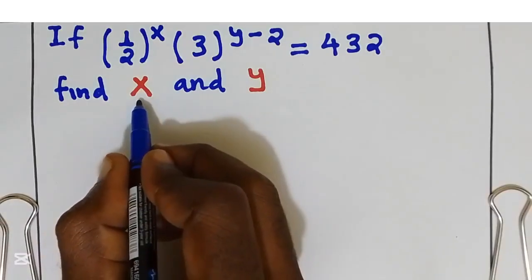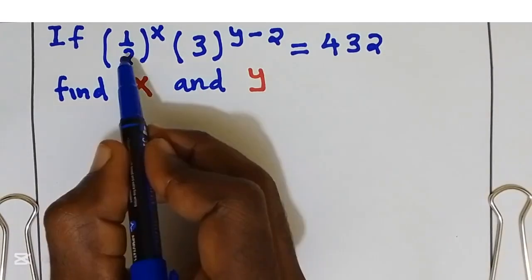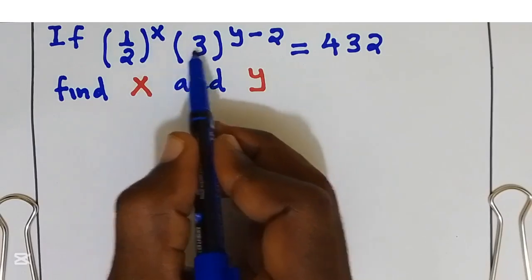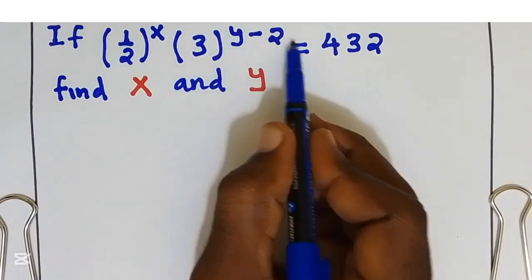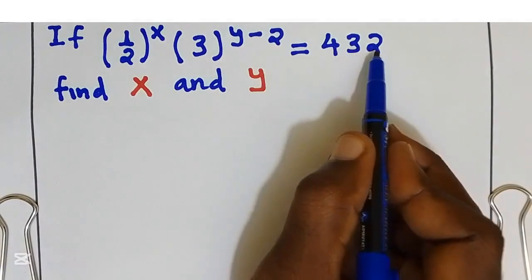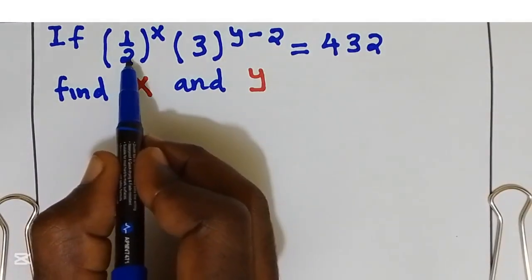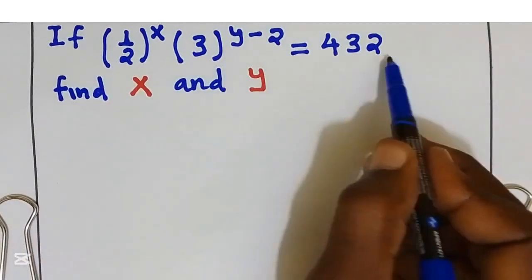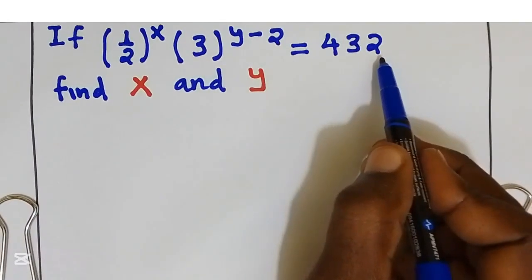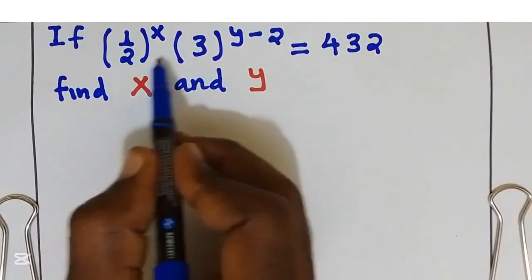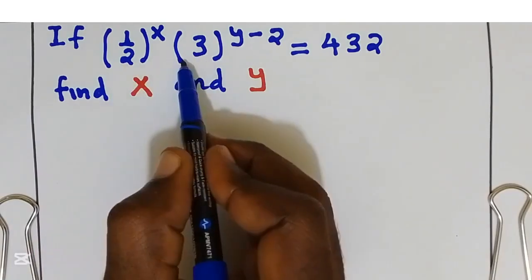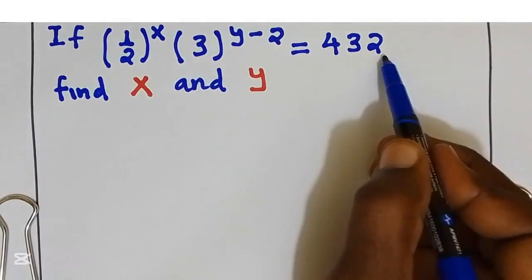We are supposed to solve for x and y, and they have given to us (1/2)^x multiplied by 3^(y-2) is equal to 432. We will start by rewriting 1/2 as 2 power negative 1 on the left hand side, and on the right hand side we are going to make numbers that have base 2 and base 3. After that, we are going to compare the left hand side and the right hand side.